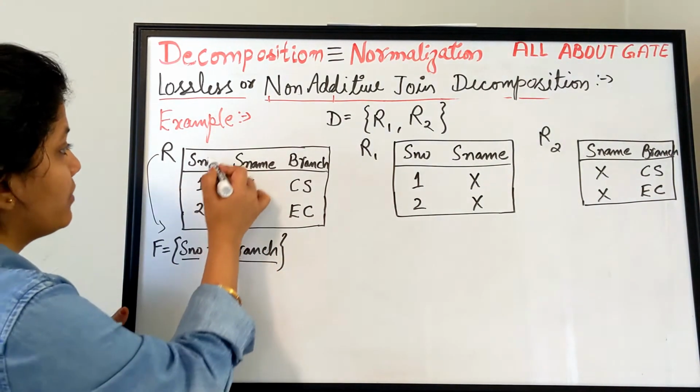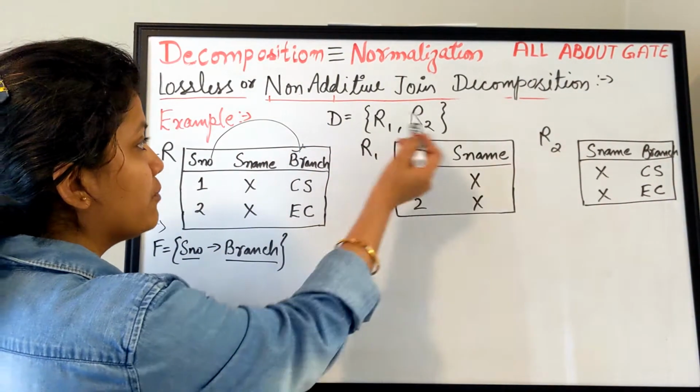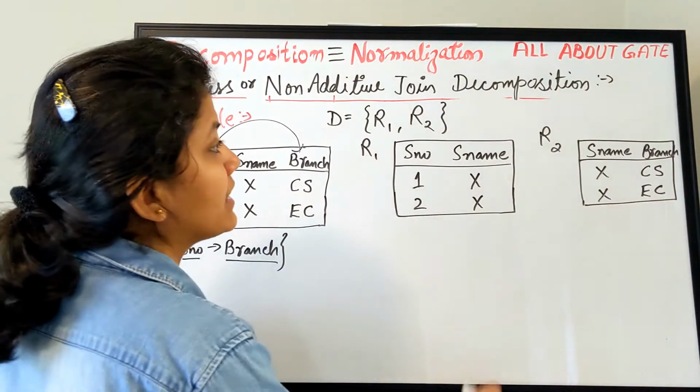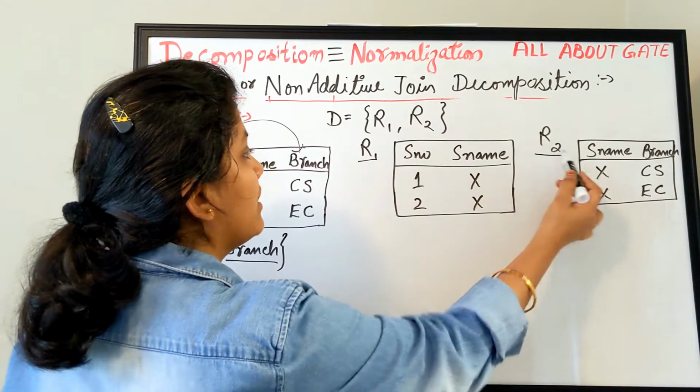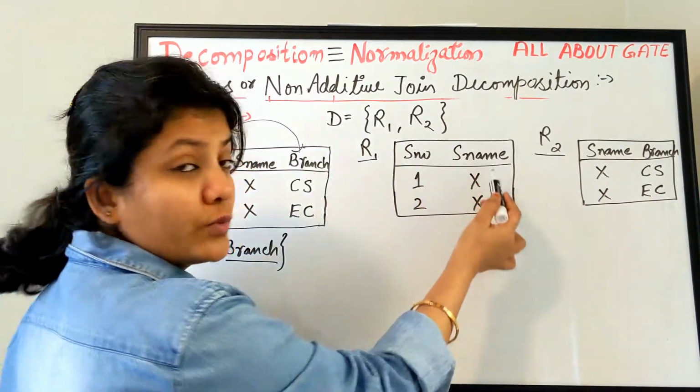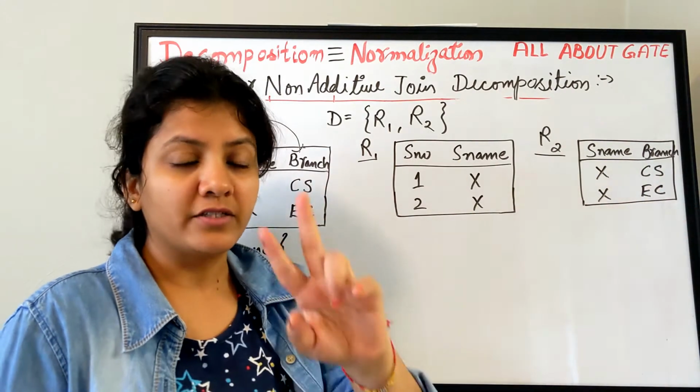Okay, so student roll number is determining the value of branch here. Now this has been decomposed into two tables, R1 and R2. Right here in front of you I have decomposed it into two tables. One has student roll number and student name, and the other has student name and branch. Okay, so these are the two tables.